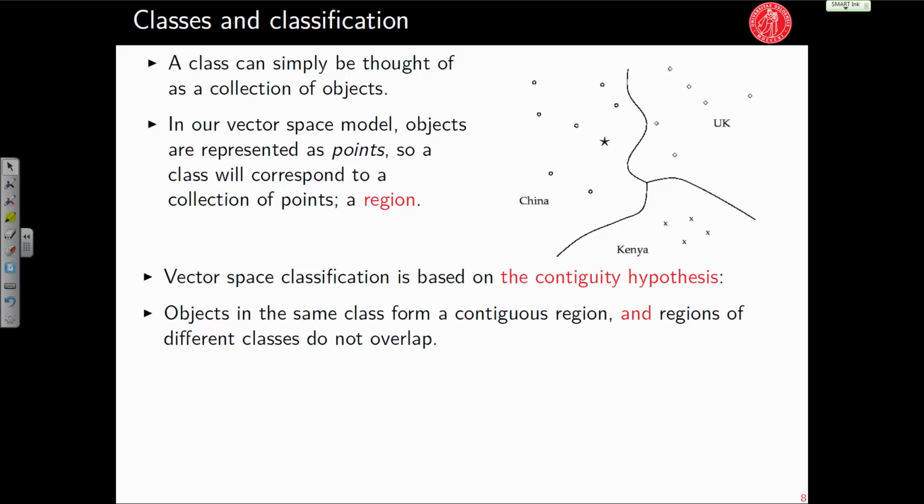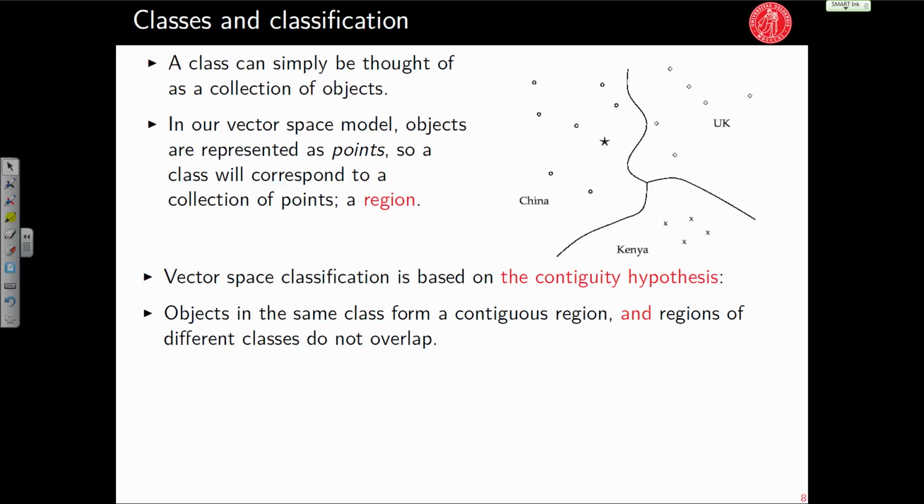This is just an assumption, or a hypothesis, sometimes also called the cluster hypothesis, that things that are similar tend to be in the same place. So things that have similar features tend to be in a similar region in the space, which we also take as classes: objects that belong to one class tend to be in the same region in the space.